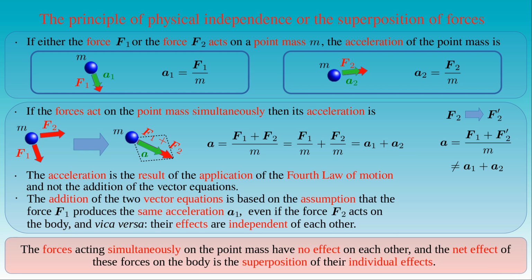The fourth law, as a principle established by experience, claims that the forces acting simultaneously on the point mass have no effect on each other, and the net effect of these forces on the body is the superposition of their individual effects. Therefore, this law is also called the principle of physical independence of forces or the principle of the superposition of forces.